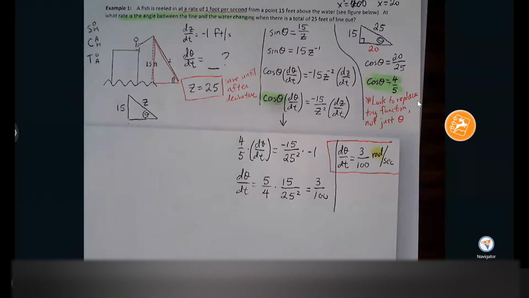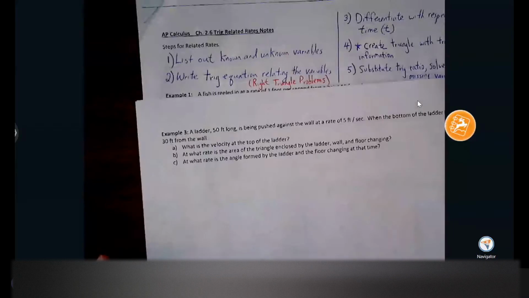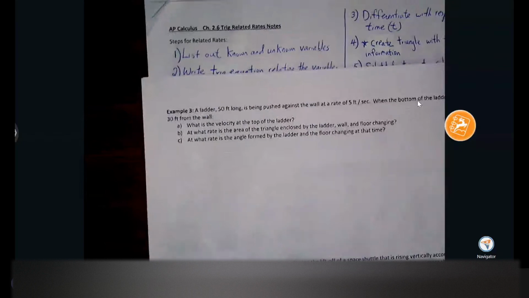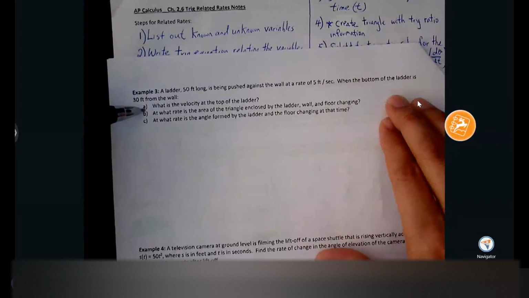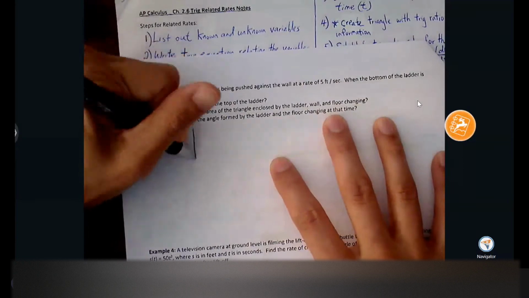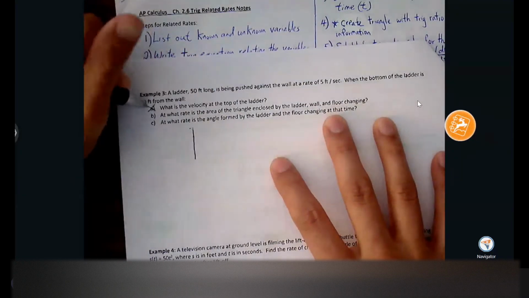Okay, we're going to skip number 2 and let's go to number 3. So we recognize this problem, right? A ladder 50 foot long is being pushed against a wall at 5 feet per second. When the bottom of the ladder is 30 feet from the wall, what is the velocity of the top of the ladder? So I'm just going to start off this problem, but we're going to skip A and B.